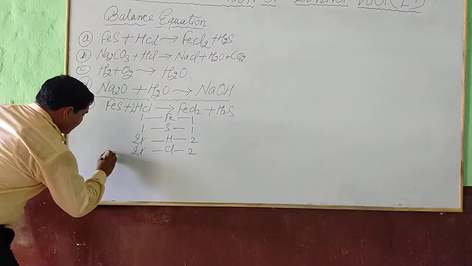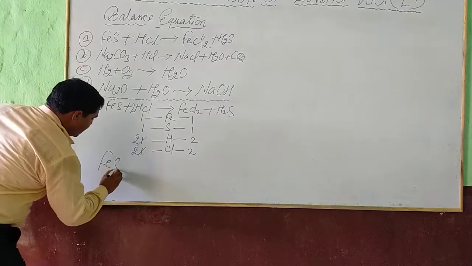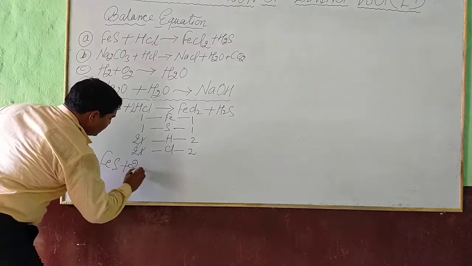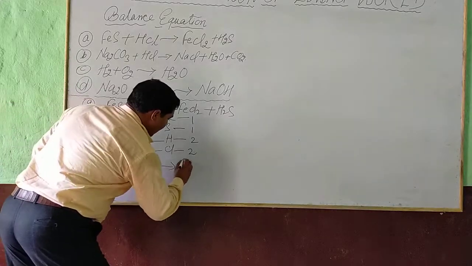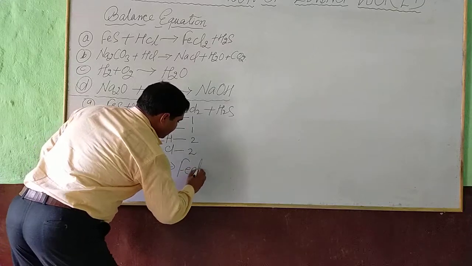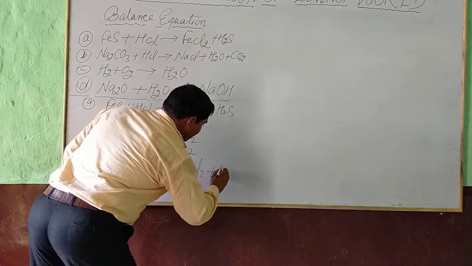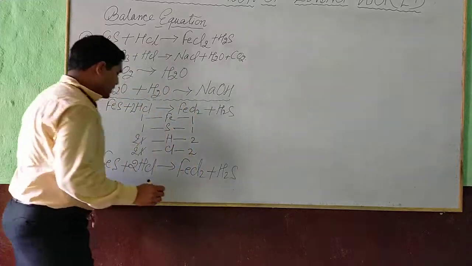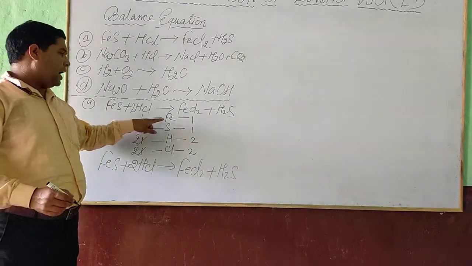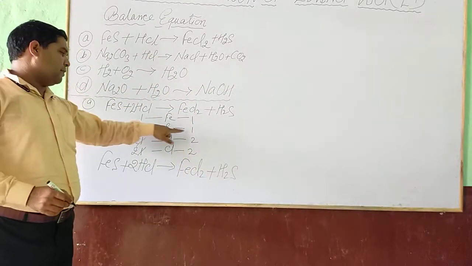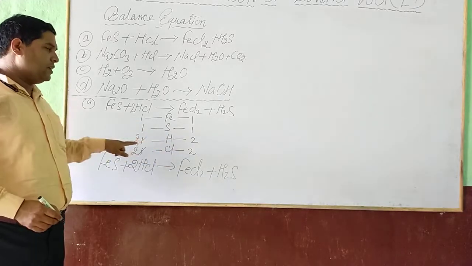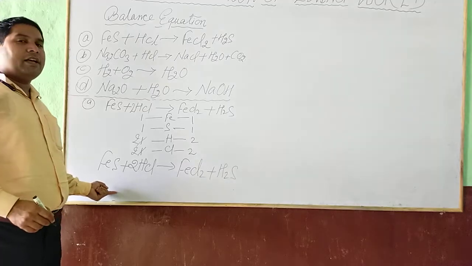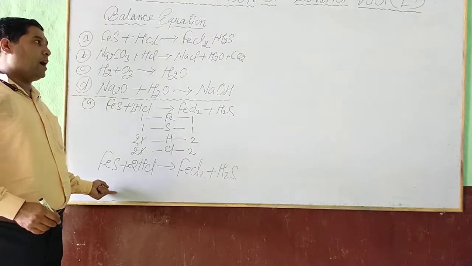So let us see. Iron sulfide plus 2HCl gives iron 2 chloride plus H2S. Once again we see here, iron on both sides 1, 1, sulfur on both sides 1, 1, hydrogen and chlorine on both sides 2, 2, and this way the chemical equation is balanced.